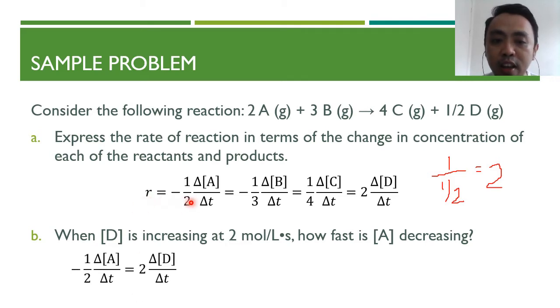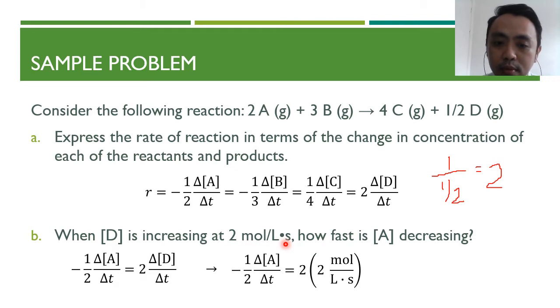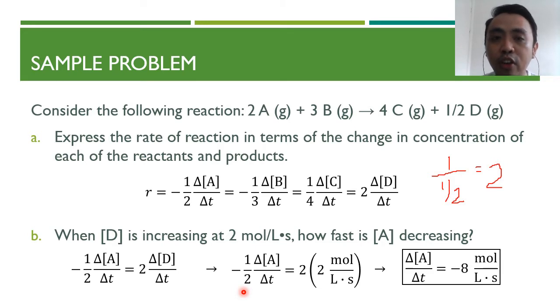We utilize this equation in here, just looking at the terms for the A and for the D and equating them together. Now substituting the value given to us in letter B, which is that the rate of the appearance of D is 2 mole per liter second, we then have the following. Now dividing both sides by -1/2, we will then be able to get the value of the rate of disappearance of A. So dividing everything by -1/2 then, we get the value of -8 mole per liter second.